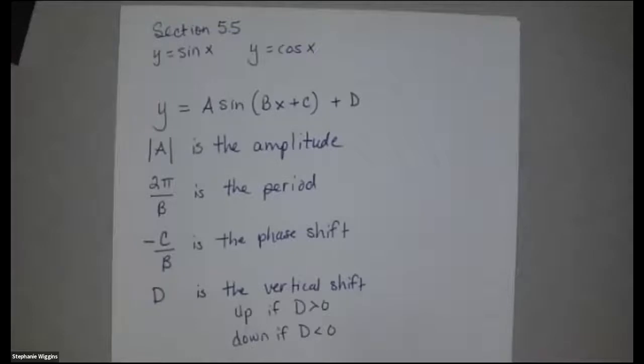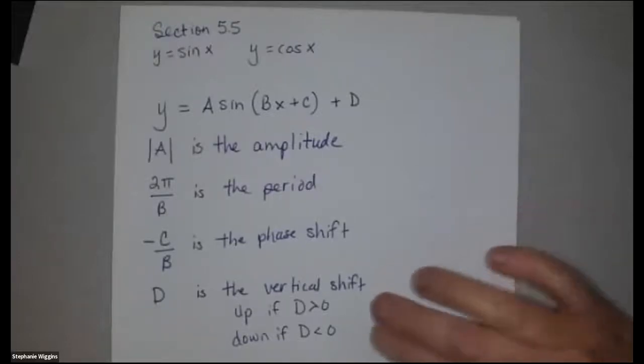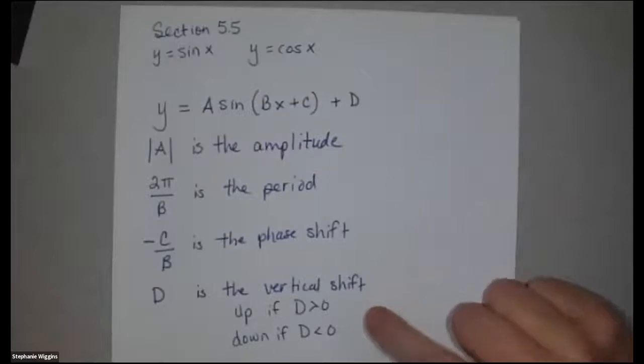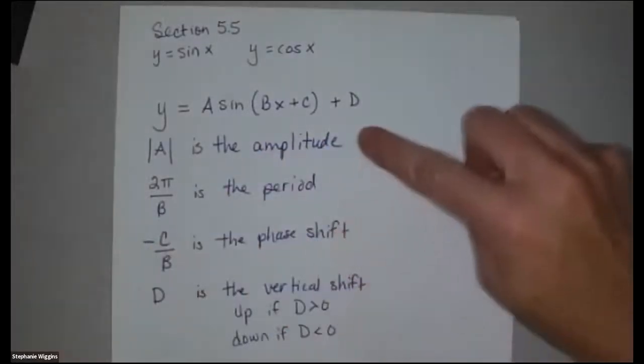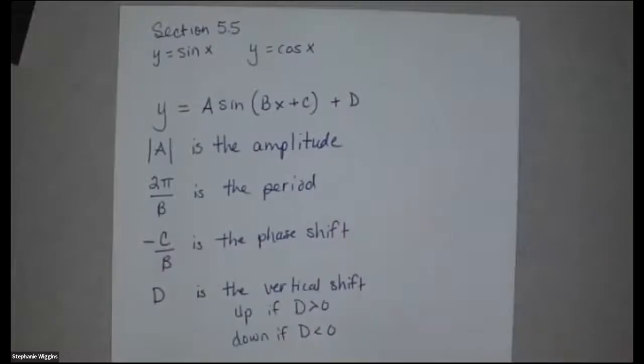So basically, this is what you want to focus on for section 5.5. You want to focus on A, B, C, and D and understanding amplitude, period, phase shift, and vertical shift. Not so much vertical shift. I think the last 2 problems in the homework deal with the vertical shift, but your focus is going to be mostly on the first 3, amplitude, period, and phase shift. All right?